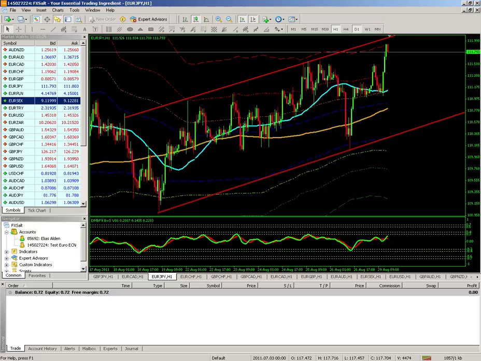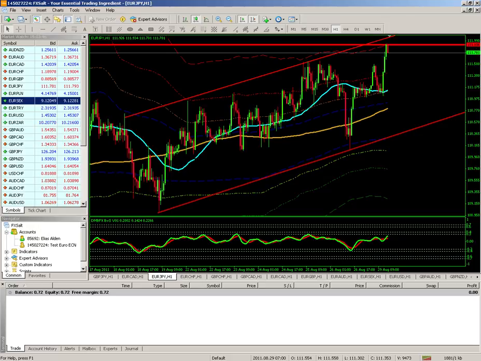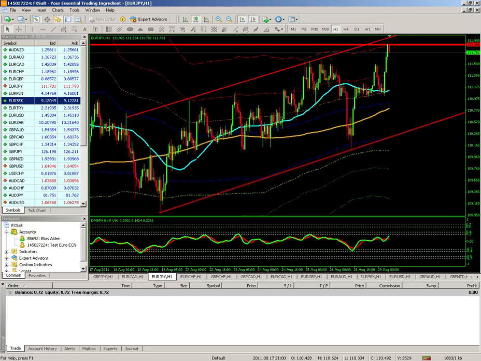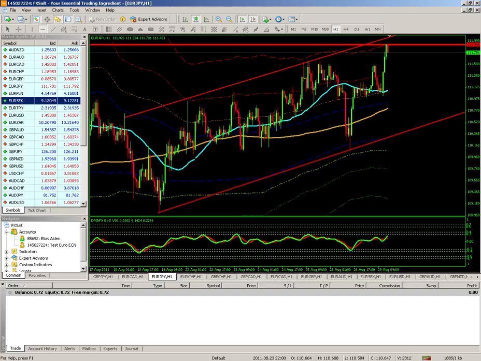Another thing to keep in mind, which will help you in your trading, is the support and resistance points. Here we can identify a couple of support and resistance points. For example here, that's a resistance, and then we have a support here, and then the third one could be around here.